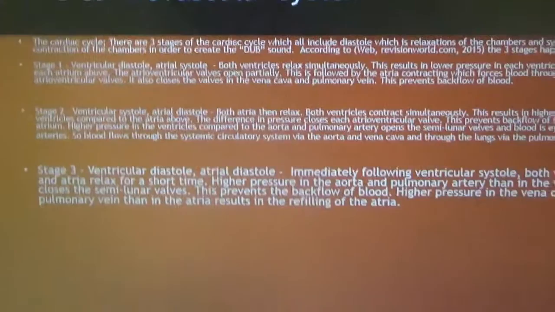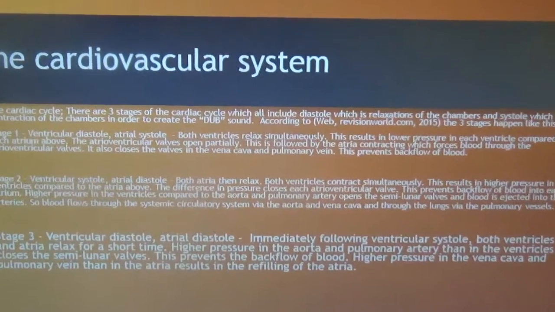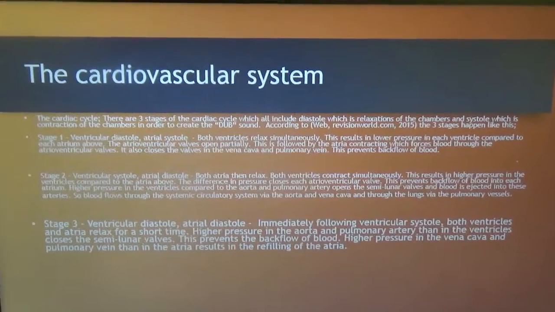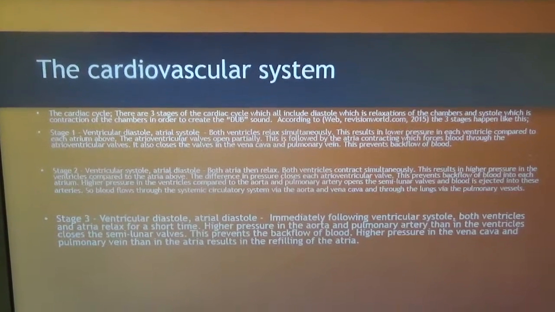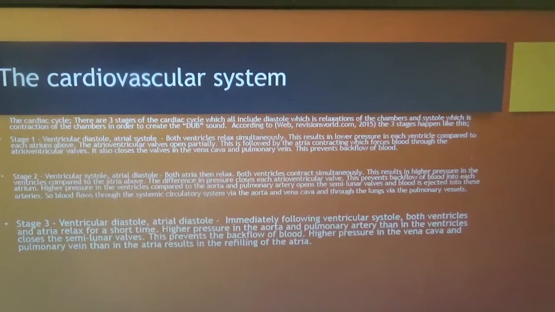The cardiac cycle. There are three main stages of a cardiac cycle, which all include diastole, which is relaxation of the chambers, and systole, which is contraction of the chambers, in order to create the dub sound which we need. According to the following website, 2015, the three stages happen like this.